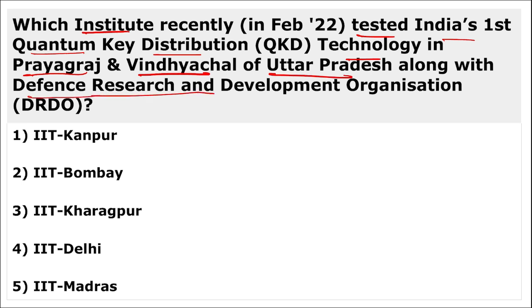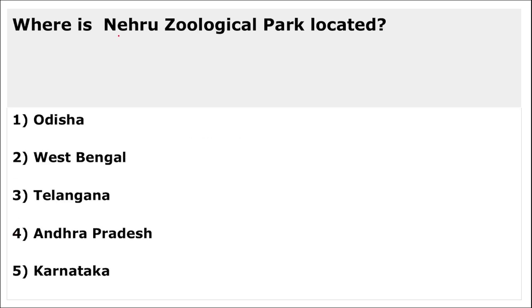with Defence Research and Development Organization? So, which institute recently tested India's first quantum key distribution technology in Prayagraj and Vidyachal of UP? Tell me. Easy question. It was your IIT Delhi. Yes. Next is, where is Nehru Zoological Park located? Nehru Zoological Park is located in Telangana.